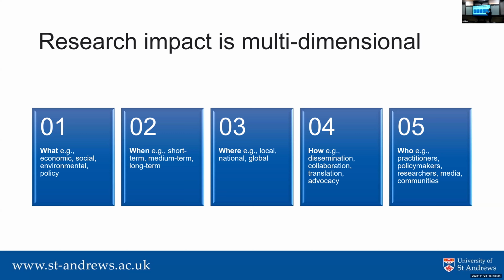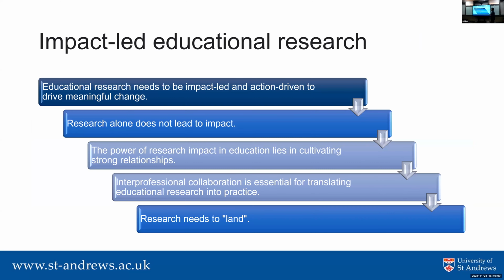And also the how. So in one of the slides I talked about the how, different ways of dissemination, collaboration, translation, and advocacy work that we have to do. And the who, right? So who are the target audience? Are they practitioners, policymakers, media, or different communities? So I think there are 5 dimensions that we have to really think about when we talk about research impact.